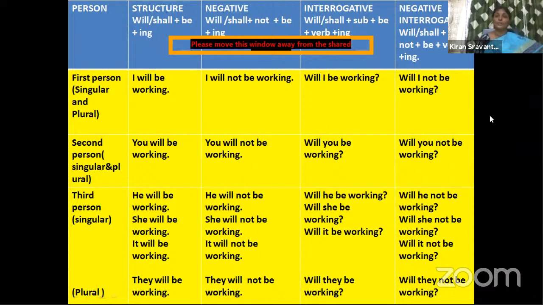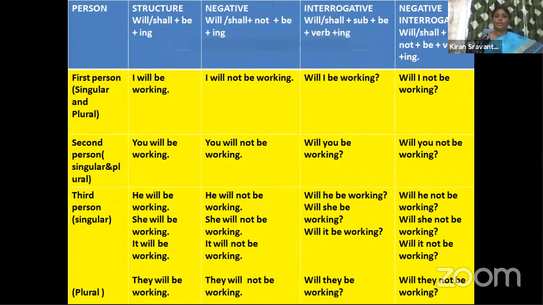And how to write a negative sentence? I will not be working. You will not be working. Then first person plural also, we will not be working. Second person, you will not be working. Third person, he will not be working. She will not be working. It will not be working. They will not be working. The only thing that we are doing here is adding not to make it a negative sentence.